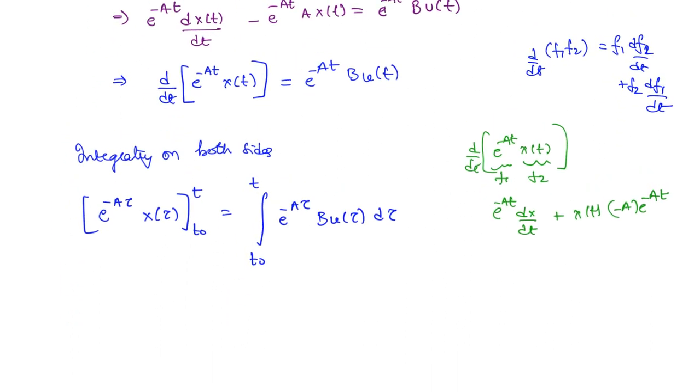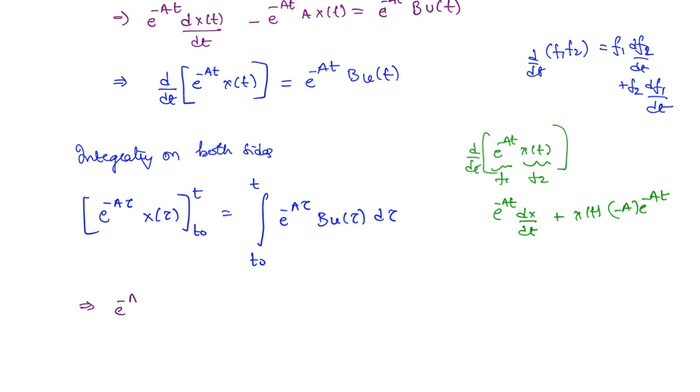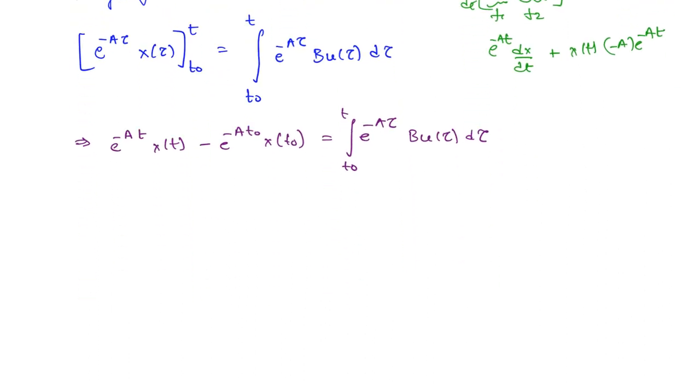Okay. So this is going to be e to the power minus a t into x of t minus e to the power minus a t naught into x of t naught is equal to the integral from t naught to t of e to the power minus a tau b u of tau d tau. Now from here if you pre-multiply, that means ahead of each term we multiply with e to the power a t. So this order of multiplication is important because the matrix multiplication is not commutative.